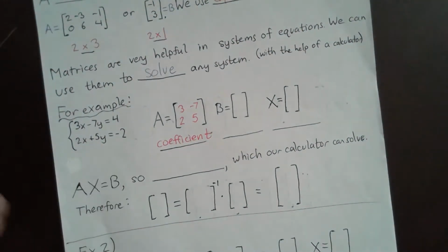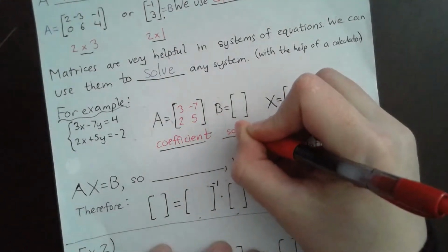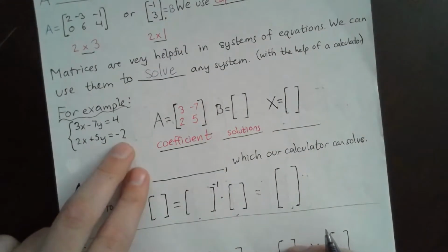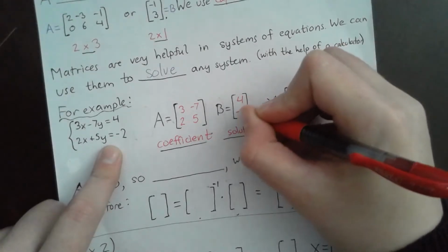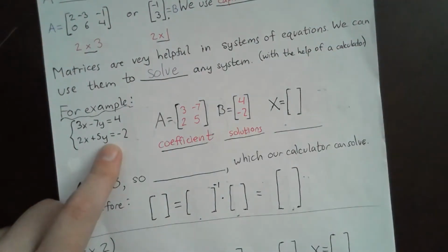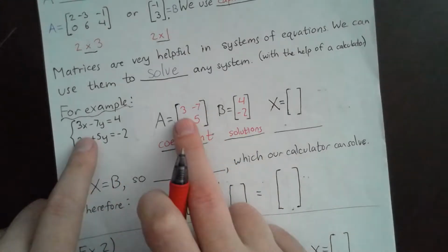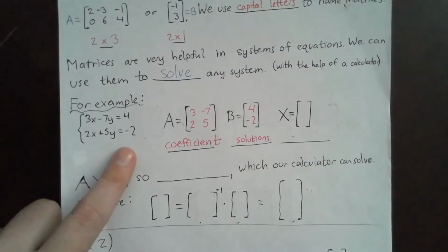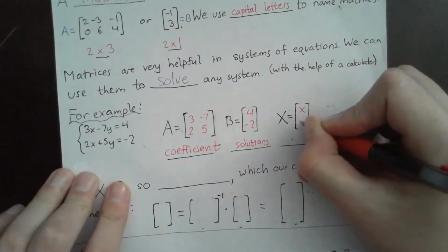It's that simple. Moving on, B is going to be our solutions matrix. So 4 and negative 2, whatever this stuff is equal to. As we read this across from A to B, we have all of our numbers: 3, negative 7, 4, 2, 5, negative 2. It looks just like that. And X is actually just going to be our variables, X and Y.